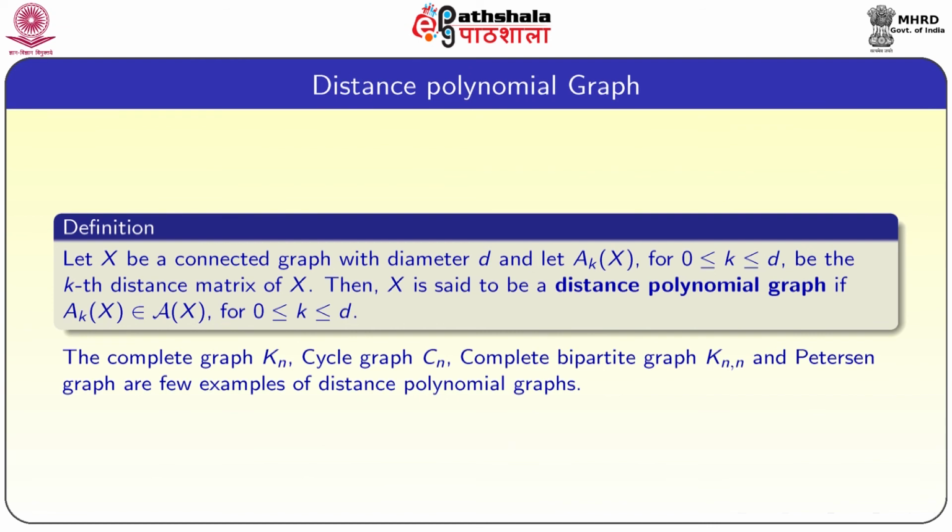The complete graph K_n, the cyclic graph C_n, the complete bipartite graph K_{n,n}, and the Petersen graph are a few examples of distance polynomial graphs. We request the reader to verify why all these graphs are distance polynomial graphs.